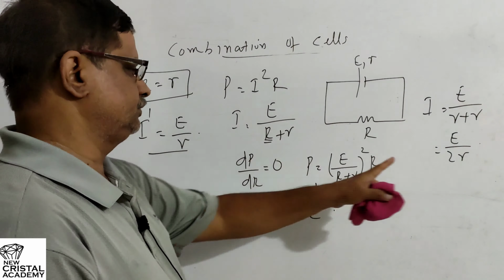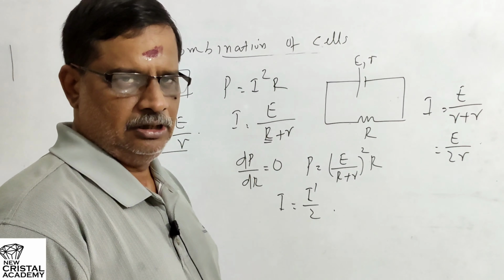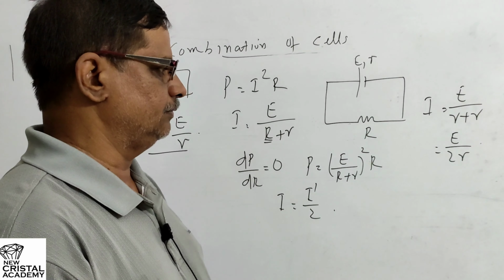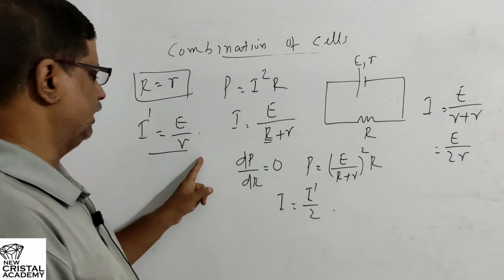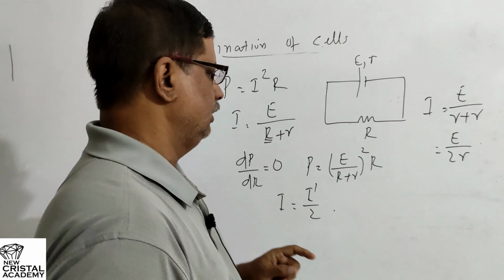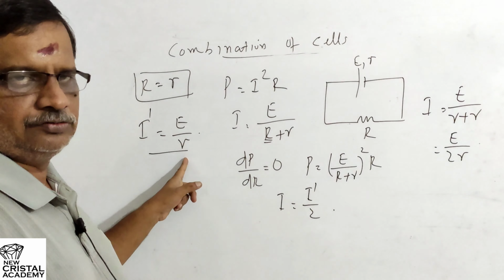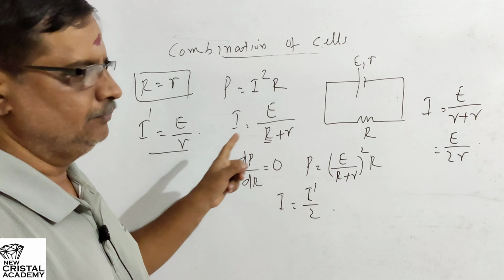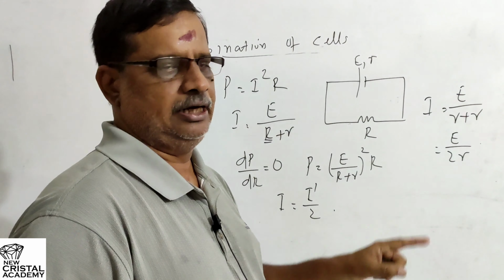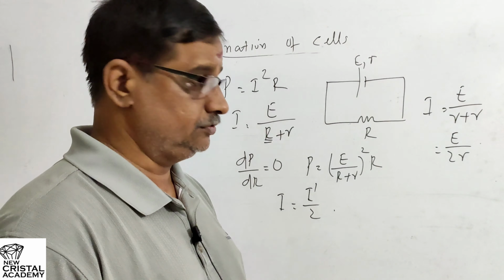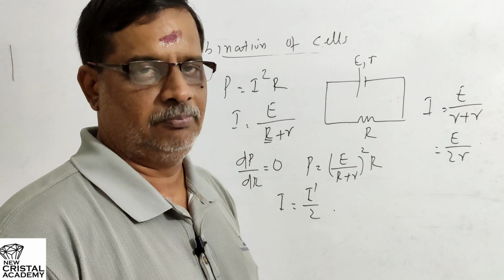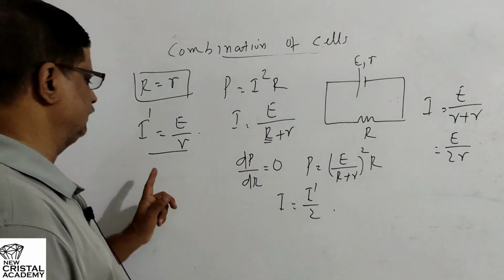So when a question is asked like this, what is the maximum current that you can get from a cell, then the answer should be E by 2R, not E by r, because even though E by r is much greater than E by 2R, this is not a sustainable current because the cell will be damaged due to overheating. But this current is sustainable, and this is the current that is flowing when maximum power transfer is taking place. So that is the difference between these two currents.